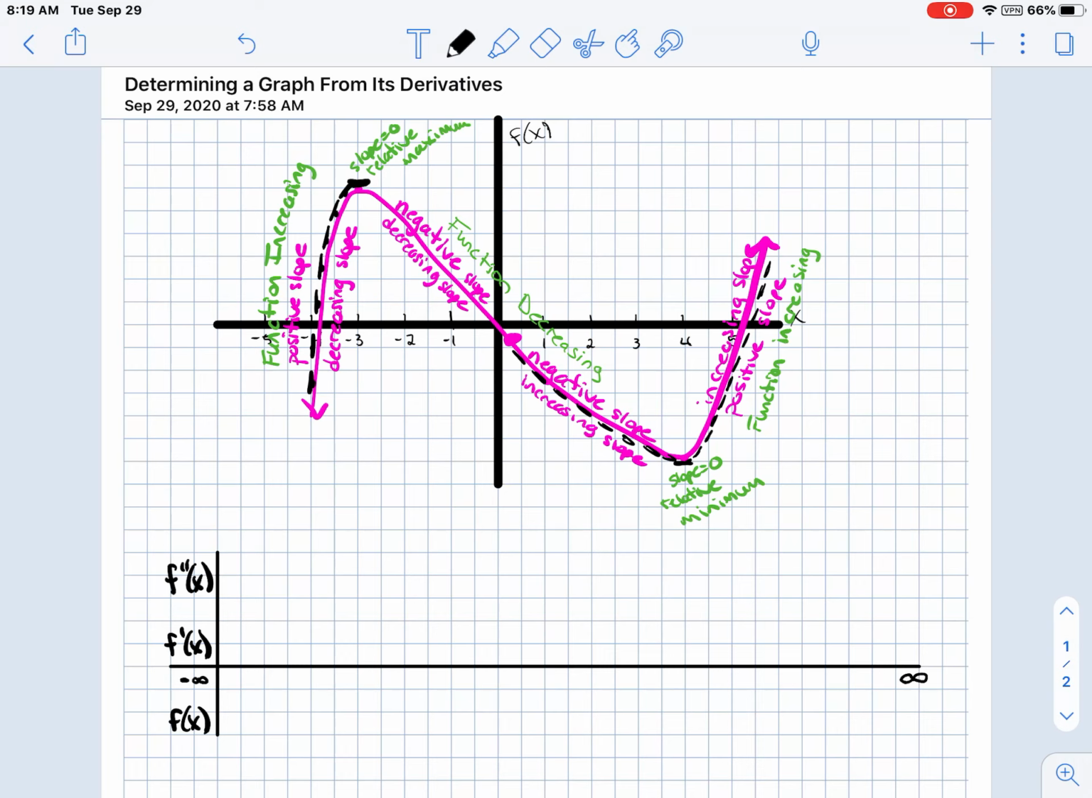I am going to put some key points, some things where stuff changes. So what I'm going to do is look at, first of all, where the slopes are changing. So that's kind of important. We go from a positive slope to a negative slope, and that change happens at -3. The first change happens at -3. The next thing, oops, I missed it by a little bit.